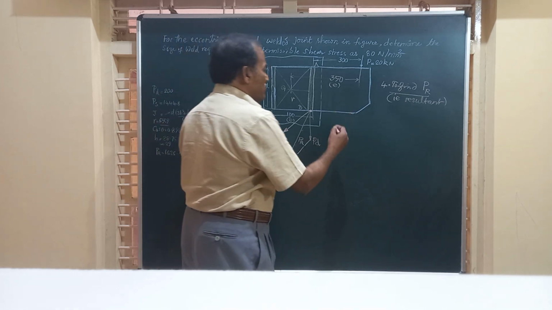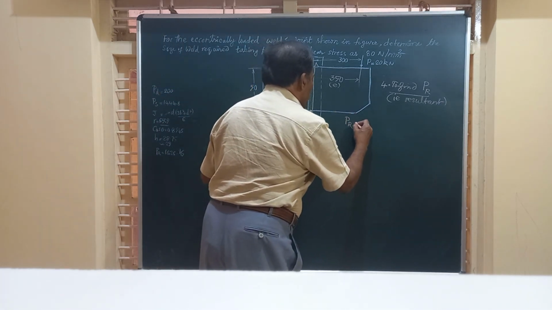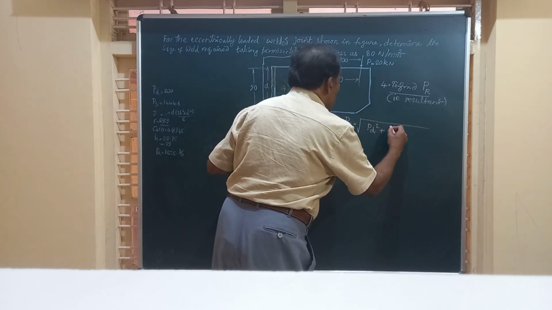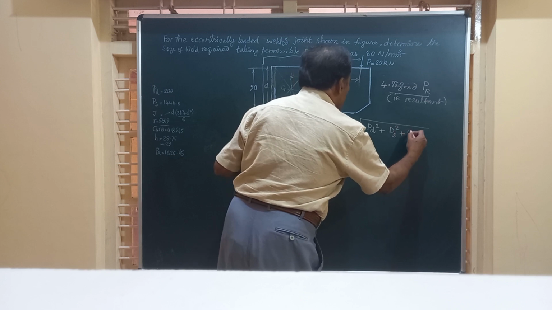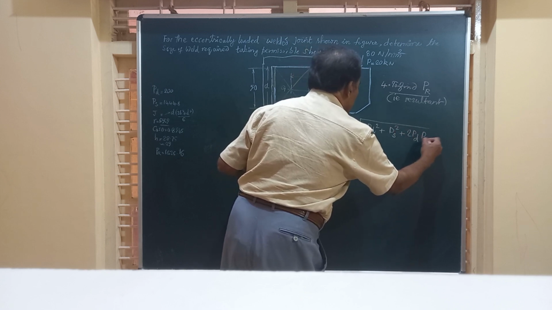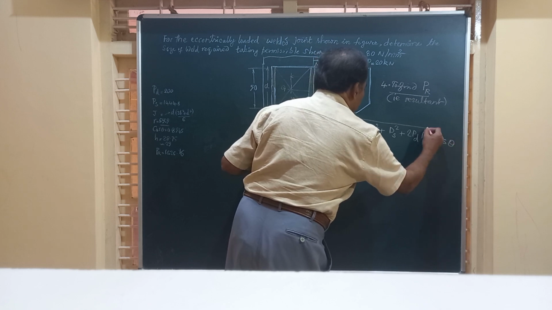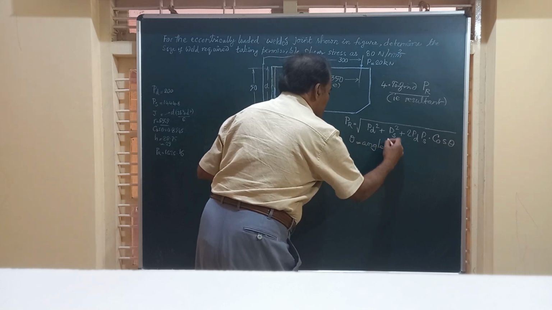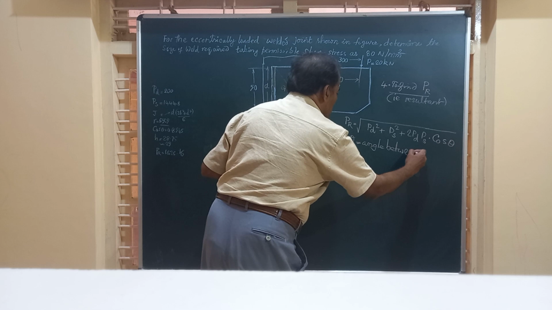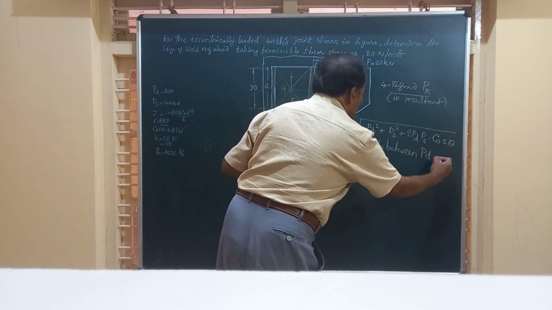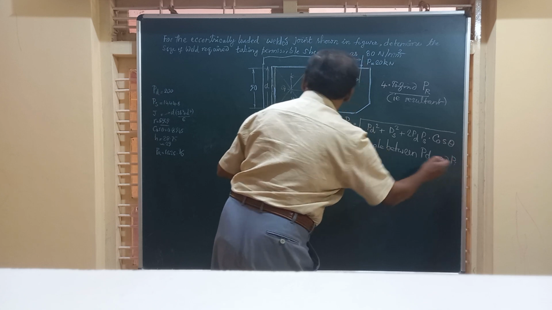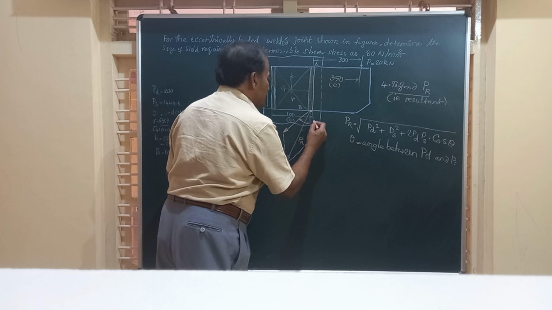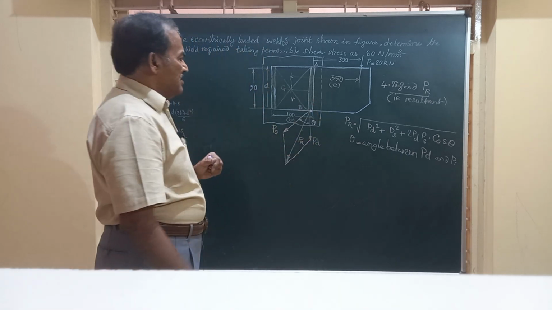PR is the resultant load, PS is the secondary load, PD is the direct load. And friends, we have the formula PR is equal to the square root of PD square plus PS square plus 2 times PD PS into cos theta, where this theta is the angle between these two, that is PD and PS. That's the angle. So this angle is to be found out. This is the angle between them, I will call it theta.